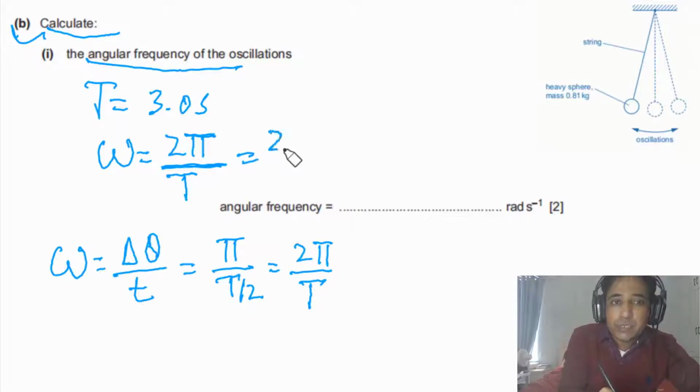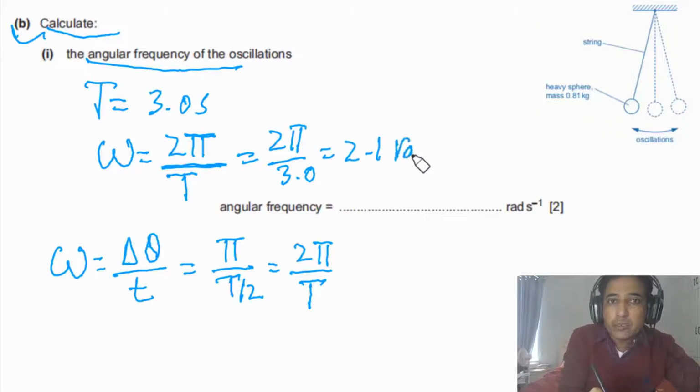Now simply we can plug in values. We have 2 pi, divided by 3.0. So if we solve this one, we will get 2.1 radians per second. So this is the final answer.